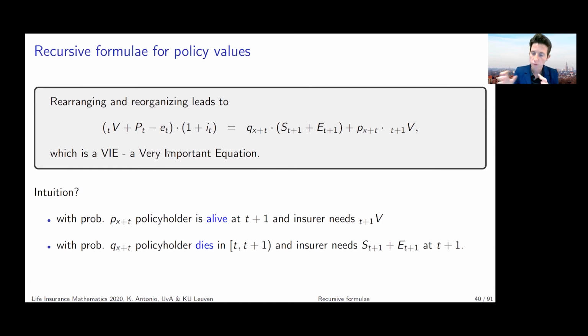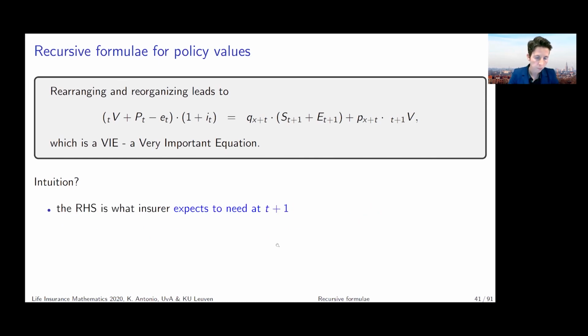But on the other hand, if the policyholder dies between time t and t+1, and it happens with a probability of q_{x+t}, then what we need as an insurer is the capital, the sum insured S_{t+1}, plus the expenses that we need to pay out this death benefit. So we'll need this capital at t+1, right?